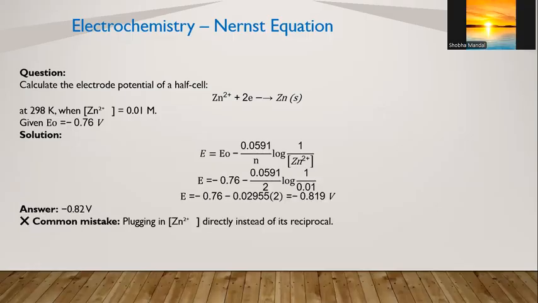The common mistake made by students is that instead of plugging in the reciprocal of the concentration, they directly plug in the value of the molar concentration of zinc, and that is how the answer goes wrong. So students, be aware of this fact: you have to plug in the reciprocal into the Nernst equation.